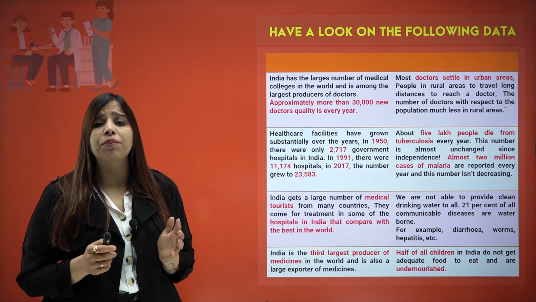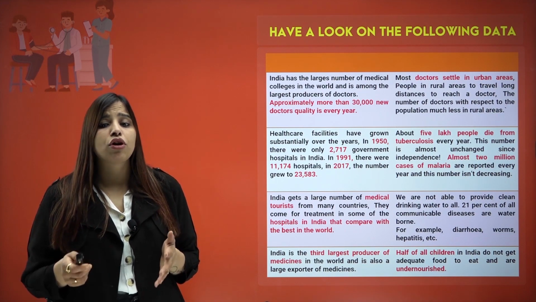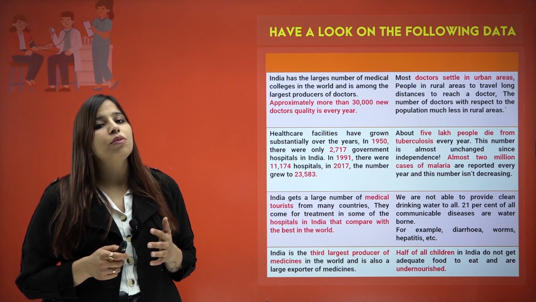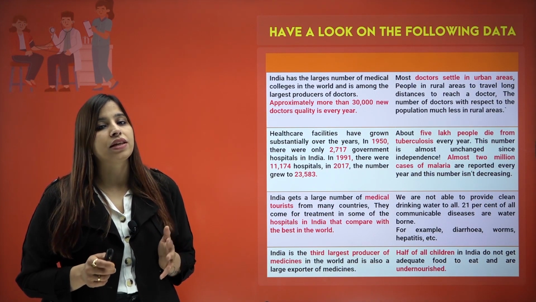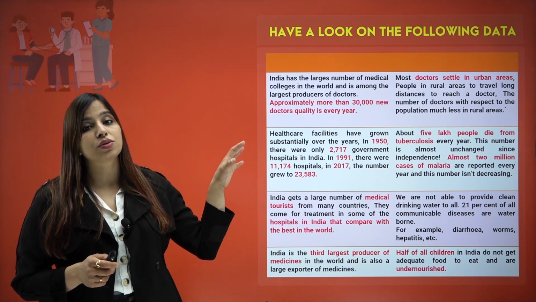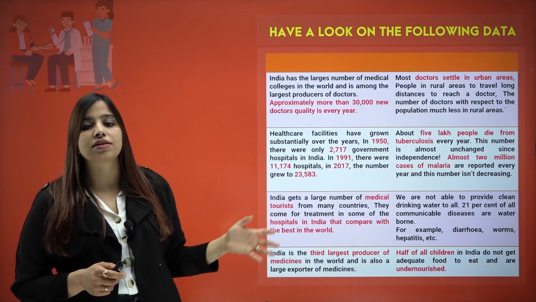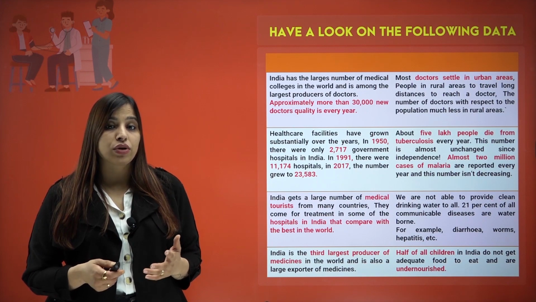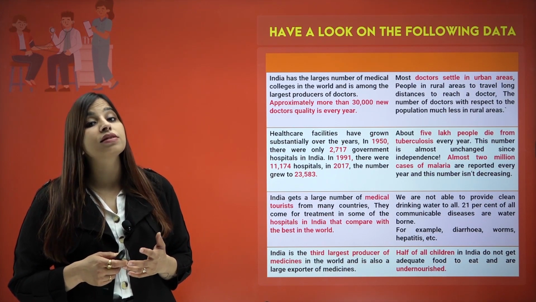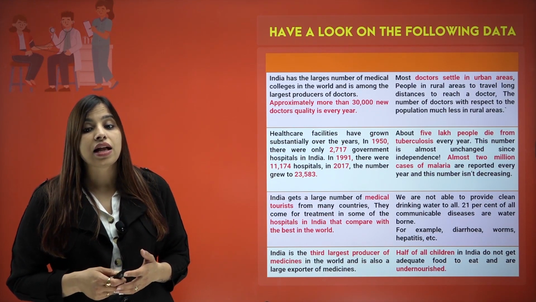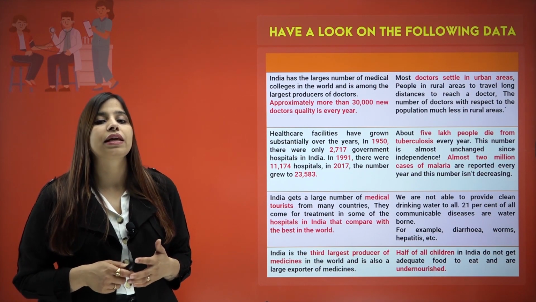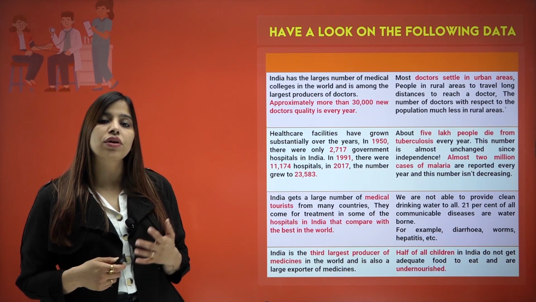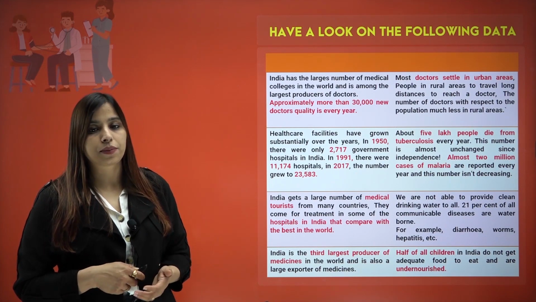Five lakh people die from tuberculosis every year. That's a huge number, and almost 2 million cases of malaria were reported in the year when this case study was done. We are not able to provide clean drinking water to everybody, and most of the diseases are waterborne diseases, and half of the children in India are undernourished. The meaning of undernourished is that they don't get proper food to eat.